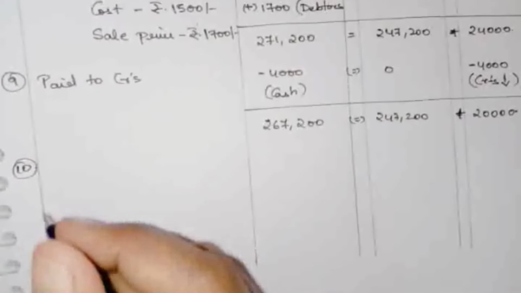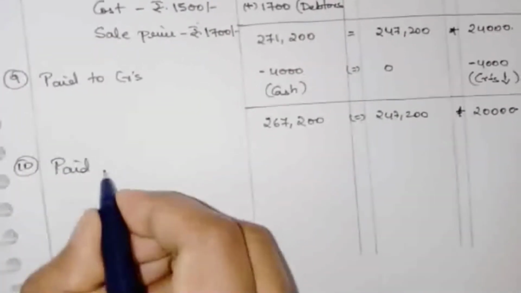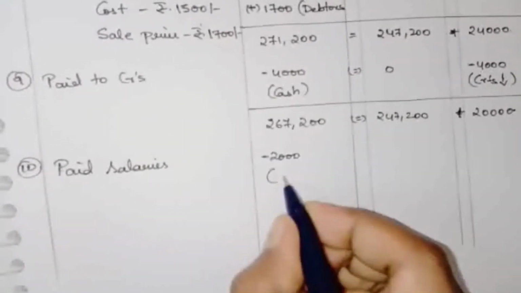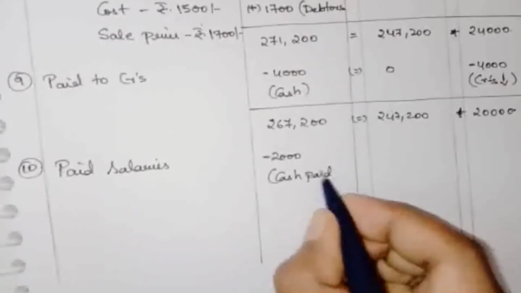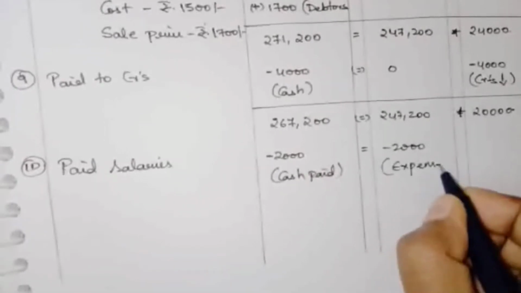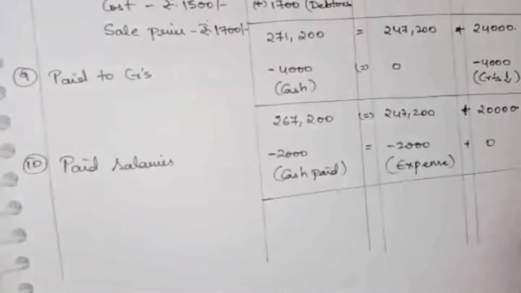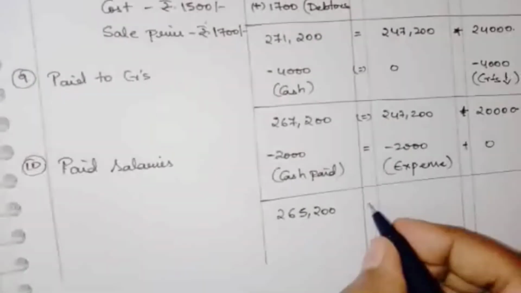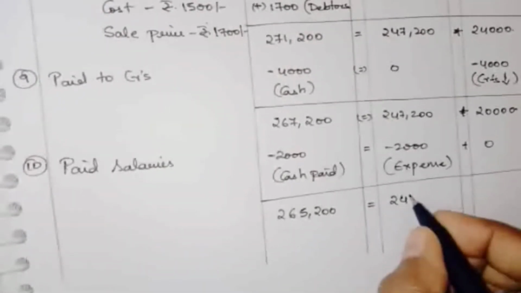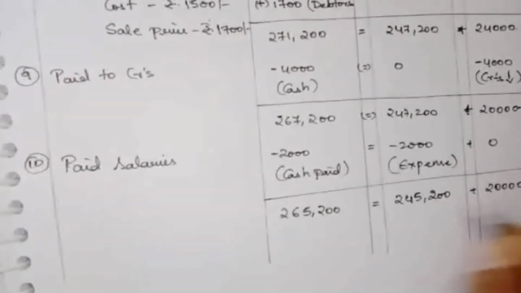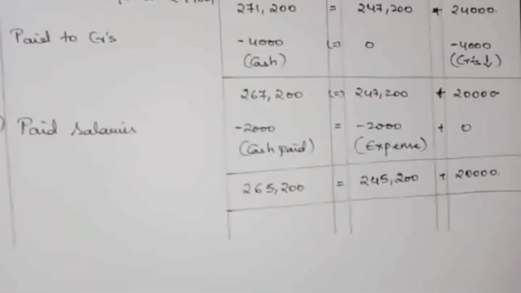So the last transaction, that is paid salaries, amounts to 2,000. Salaries amount 2,000 in cash. It is a cash expenditure, therefore reduce from the cash and reduce the capital account since it is an expenditure. Okay, 2,000. So total comes to 2,65,200, equal to 2,45,200 plus 20,000. Here is the solution for the 9th problem.